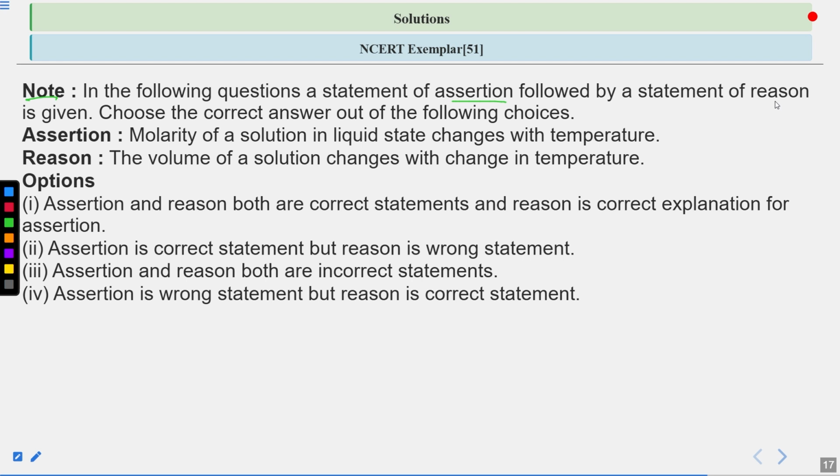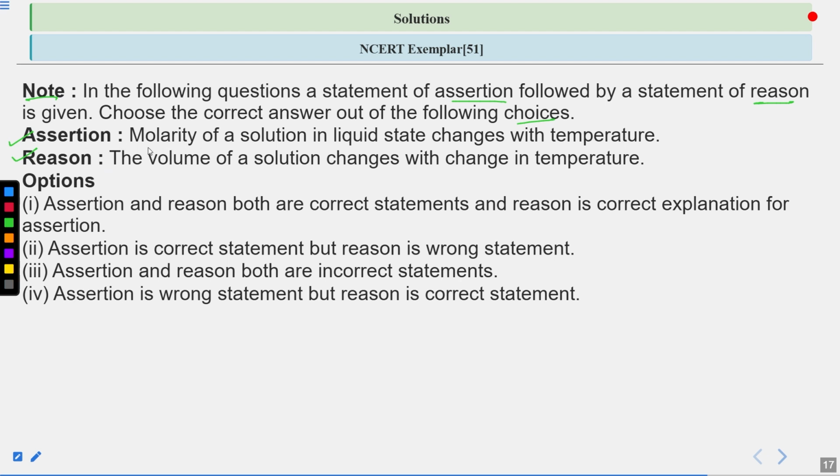assertion followed by a statement of reason is given. Choose the correct answer out of the following choices. So we have two statements stated as assertion and reason. Basically, we have two statements, assertion and reason.